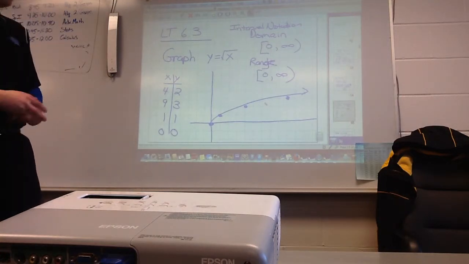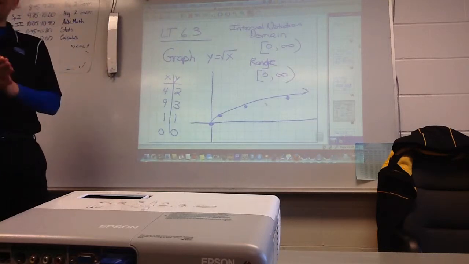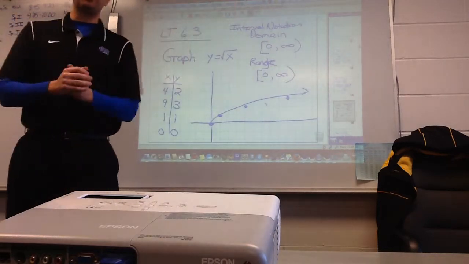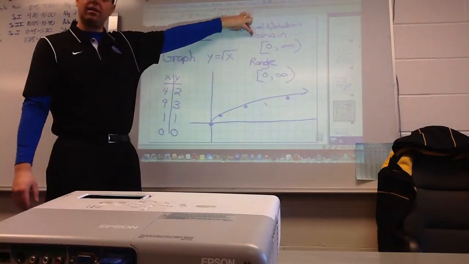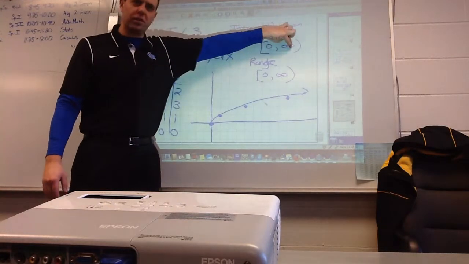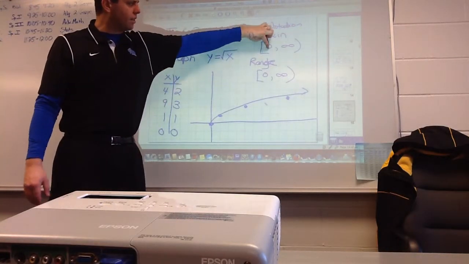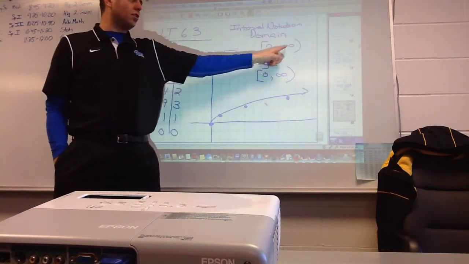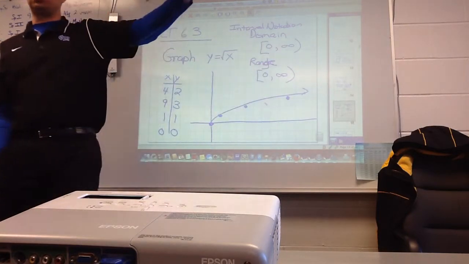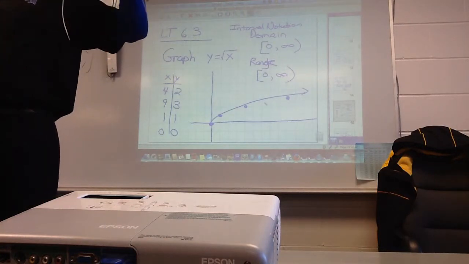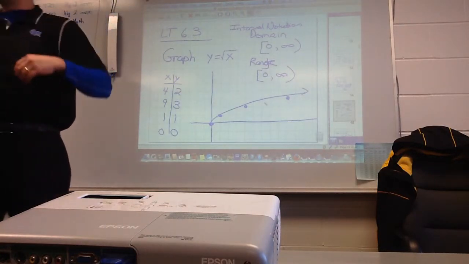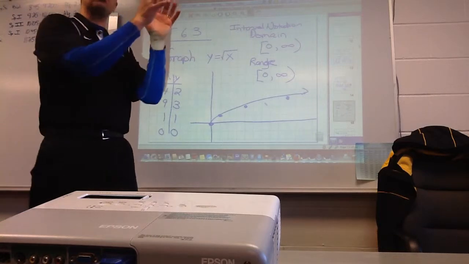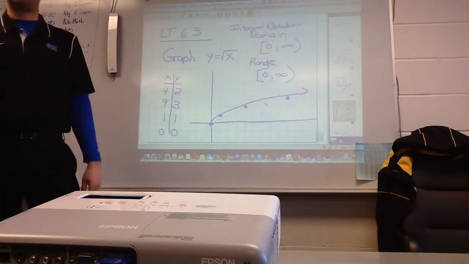Good. So my domain is every number from 0 to infinity, so here's how we write it. Domain, every number from 0 to infinity. A square bracket on the 0 because it actually touches 0. A parenthesis on the infinity because it never actually reaches infinity. It gets really close to infinity but never gets there because you can't get to infinity. That's a concept, a value you're approaching, but you never get there.